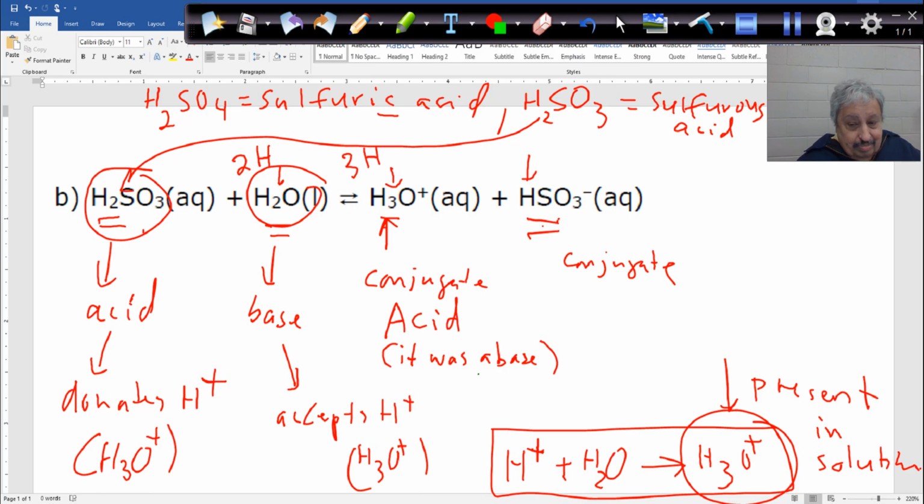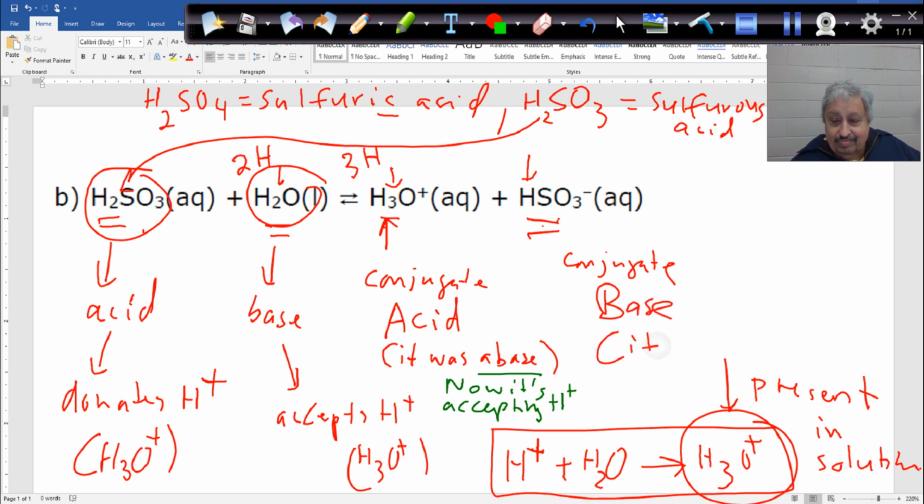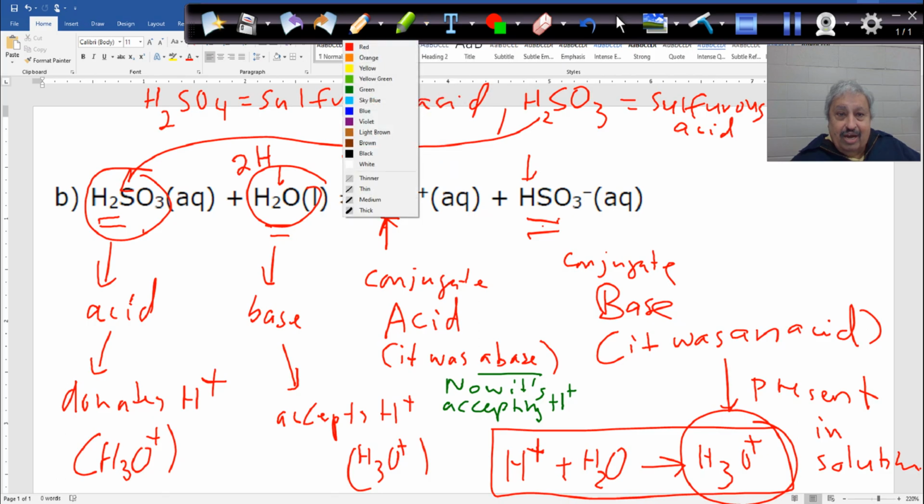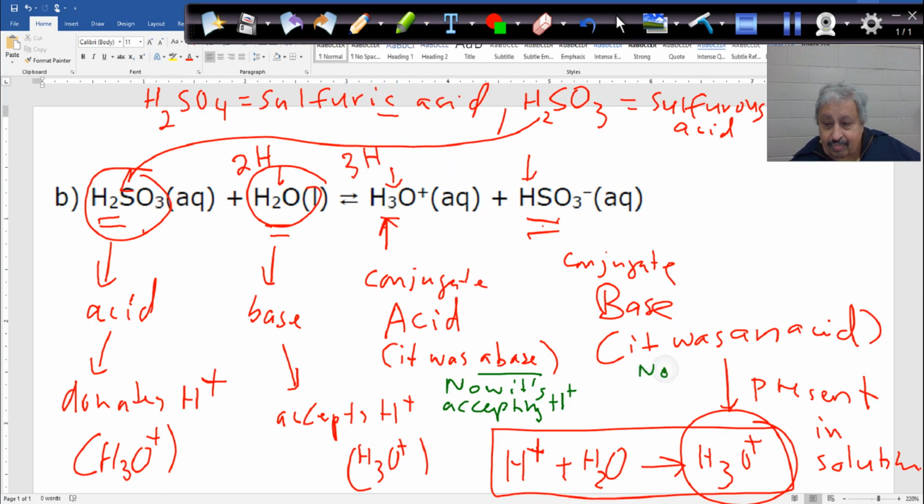Here, it was a base, correct? But now it is accepting H plus, correct? How about the other one? Conjugate what? Base, correct? Because that's like dual pairs. If you have an acid, you have a conjugate base. If you have a base, you have a conjugate acid. So this is the conjugate base. So it was what? It was an acid, correct? But now it's losing its H plus. Makes sense, guys?